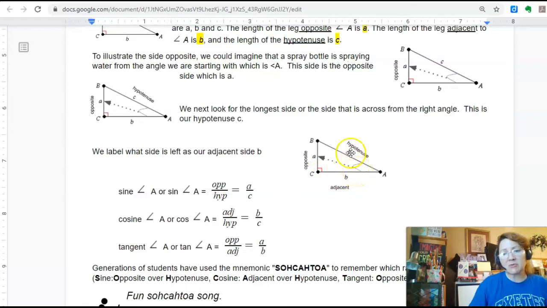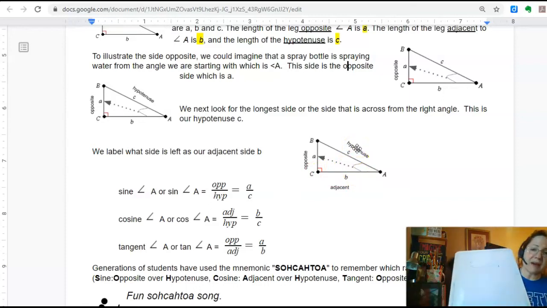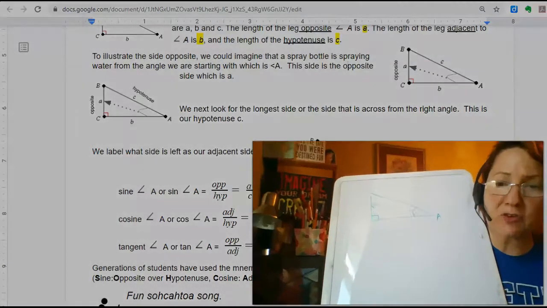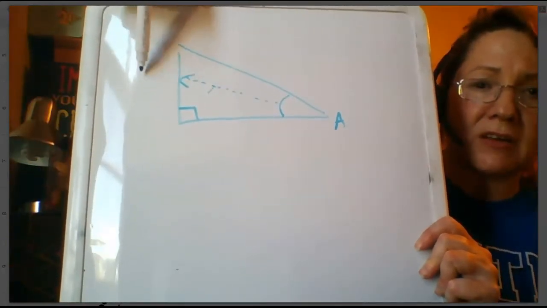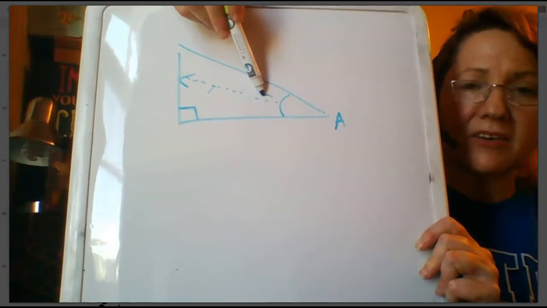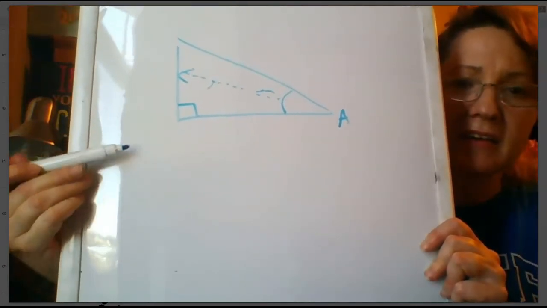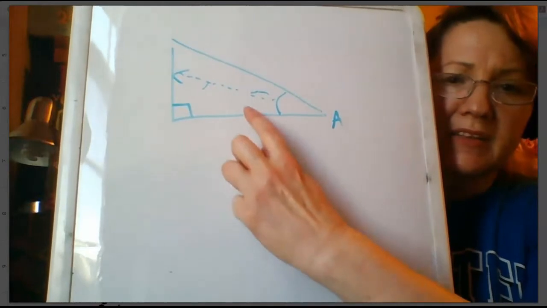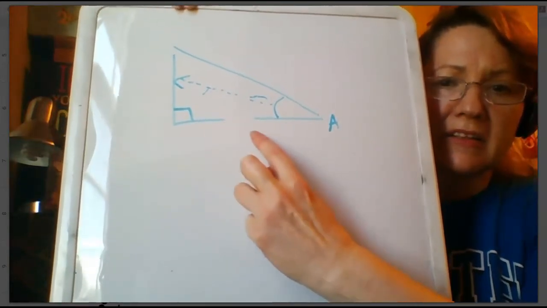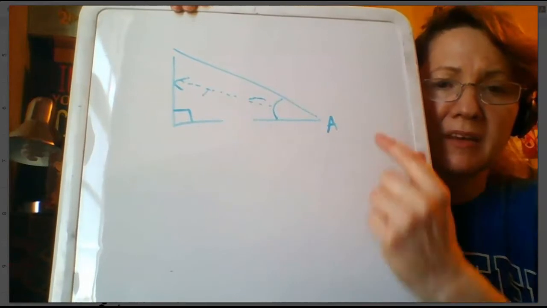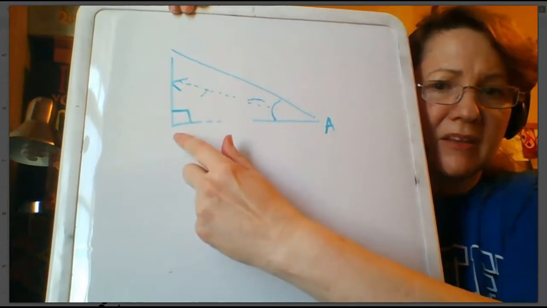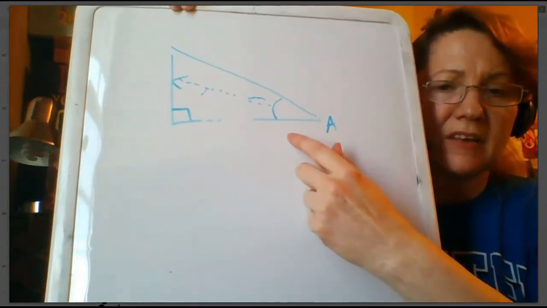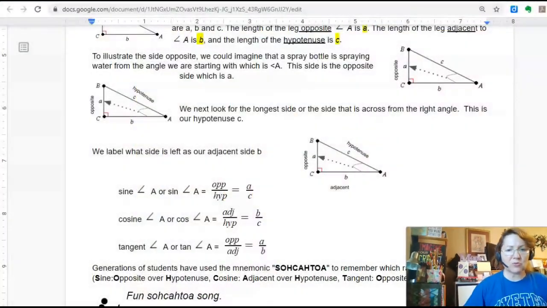If I go back up here and switch again, if this is my angle A, then this side right here is my adjacent side. This side's the opposite, but this side down here is the adjacent side. All right, I'm going to go back up to the document.